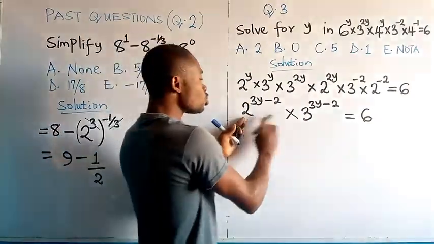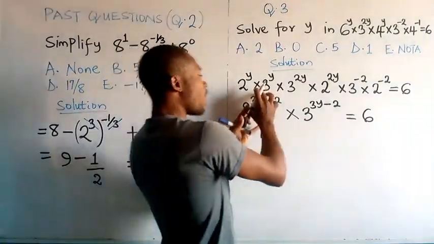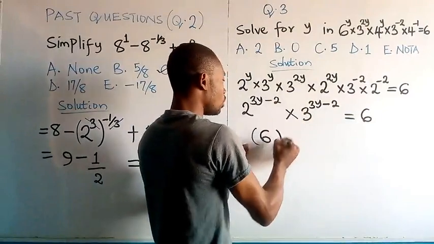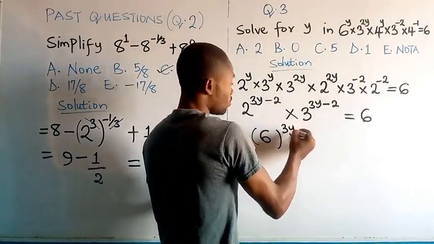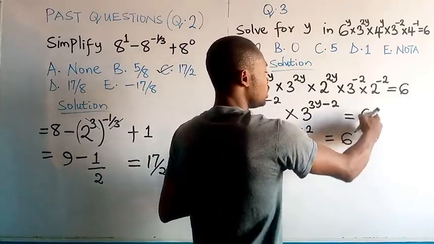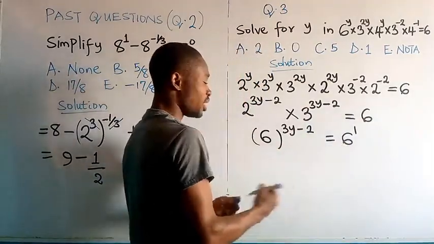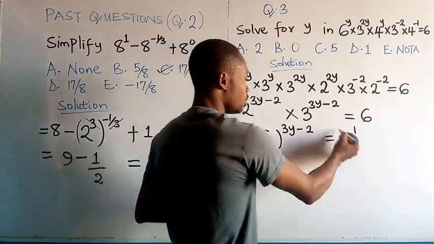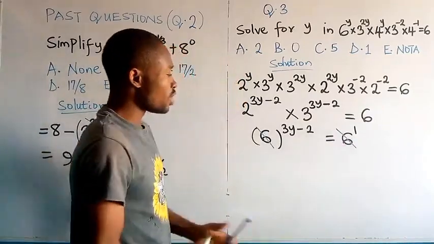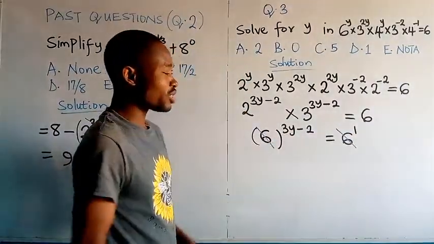I can write this as 2 times 3, which will give me 6. Are you following, right? Because the power is common to both of them, you pull out that power, 3y minus 2. And then that's going to be equal to 6. This 6 is raised to power 1. The base on the left and the base on the right, they are the same thing now, 6, 6. So you cancel them out. And once you do that, you'll be left with 3y minus 2 equal to 1.